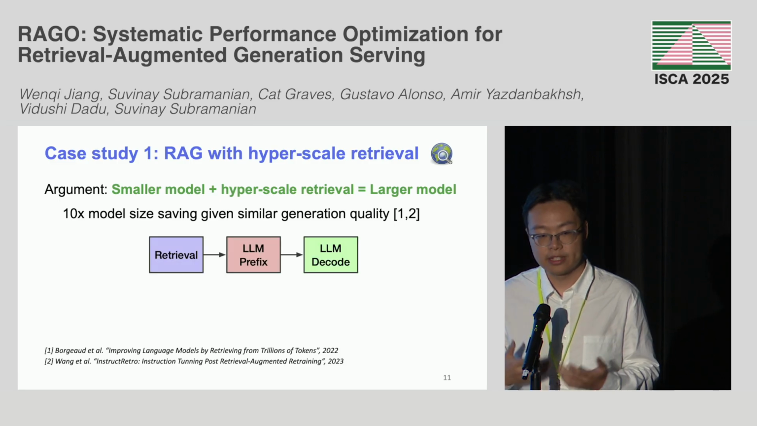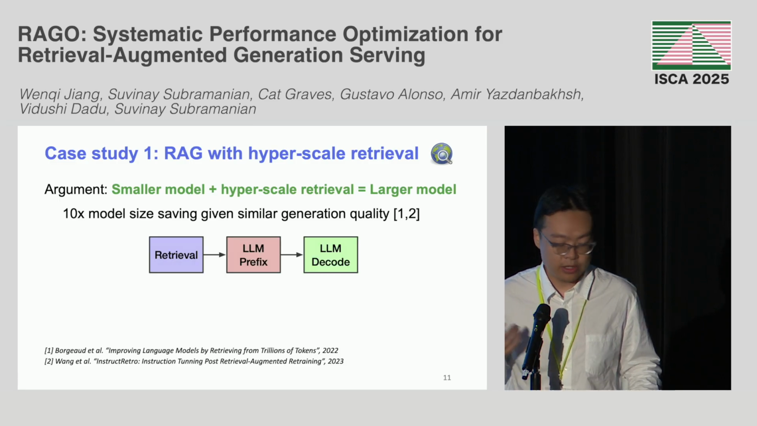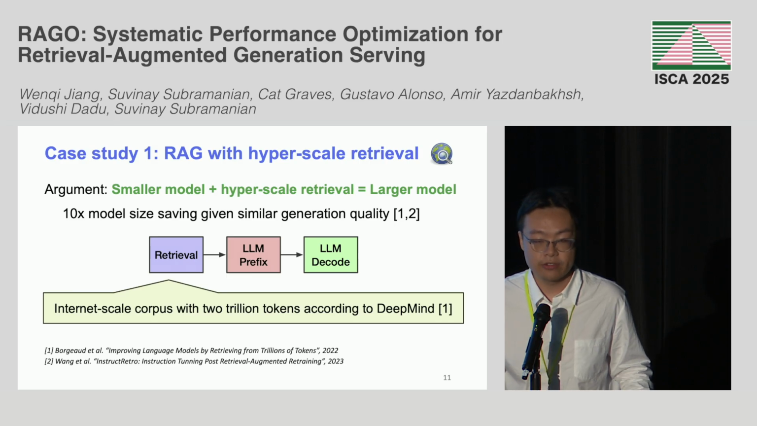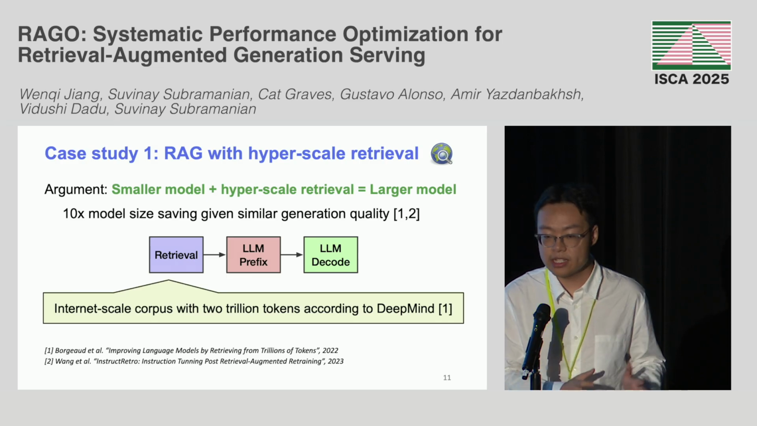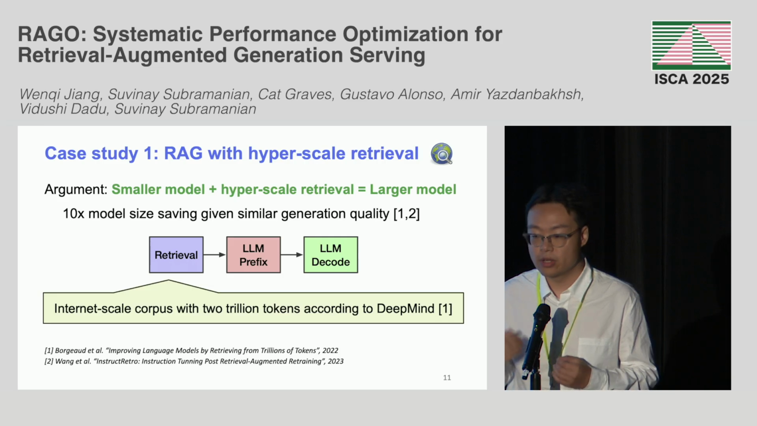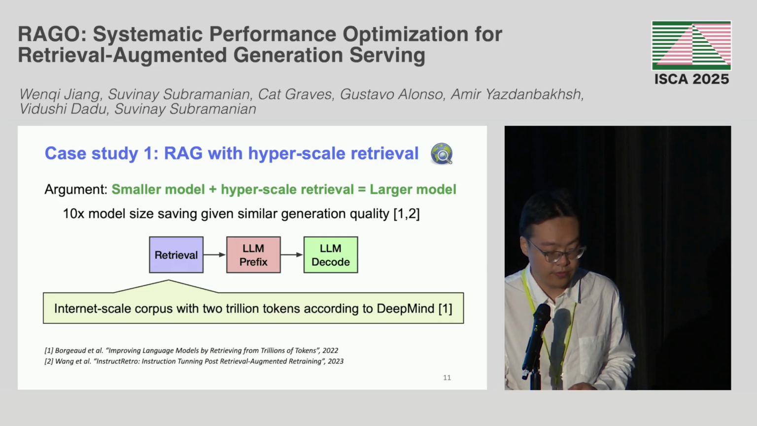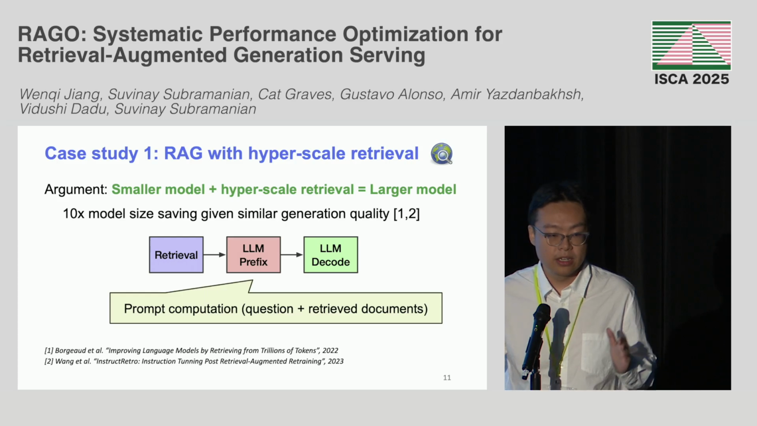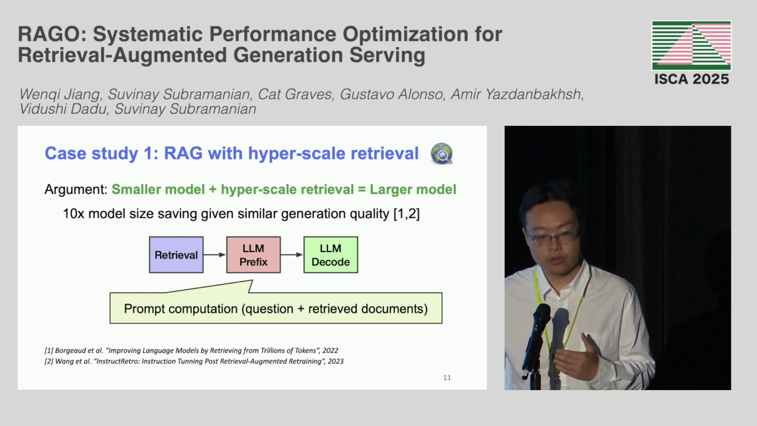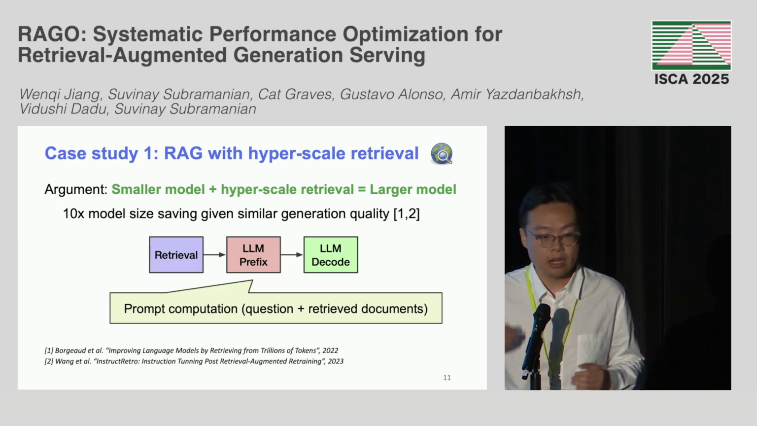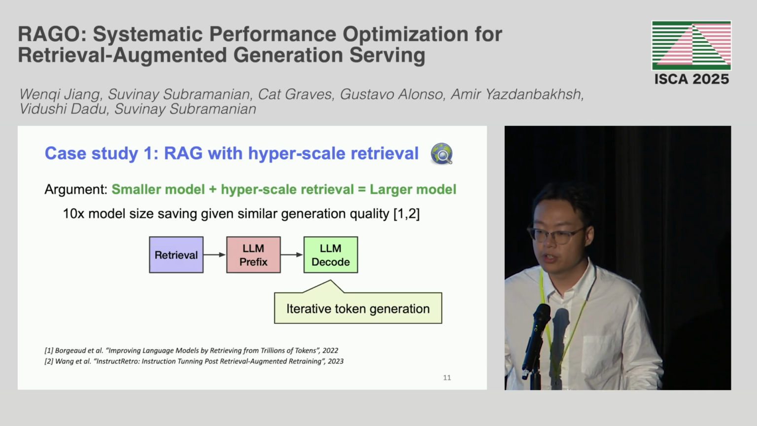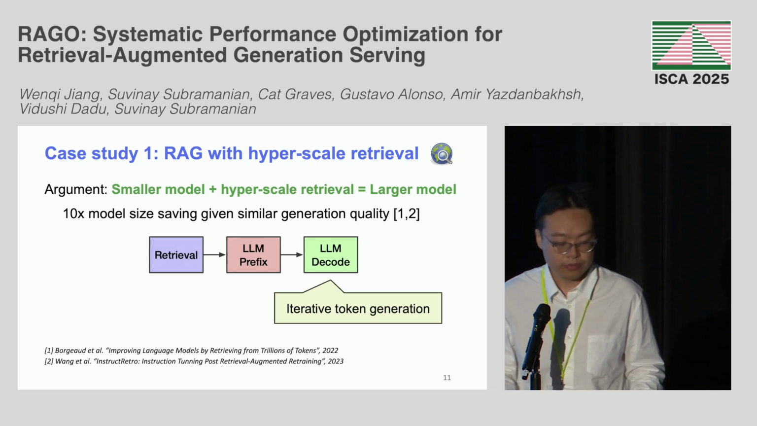The workload here is pretty simple. It's a 3-stage pipeline. We have the retrieval phase at the beginning, and here we take the configuration from a DeepMind paper that contains trillions of tokens, and that translates to 100 terabytes of raw database vectors. After that, we have 2 phases of LLM inference. The first phase is known as the prefix or prefill phase, which basically computes the prompt. And the second phase is the decoding phase, where the output tokens are generated one at a time.